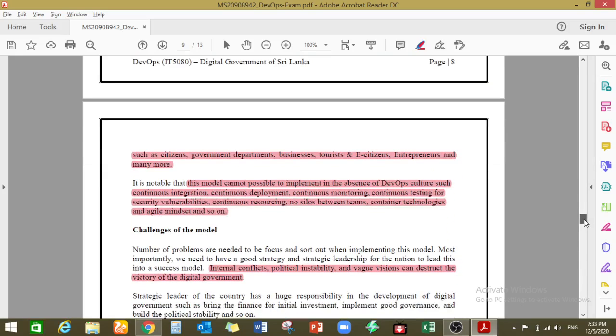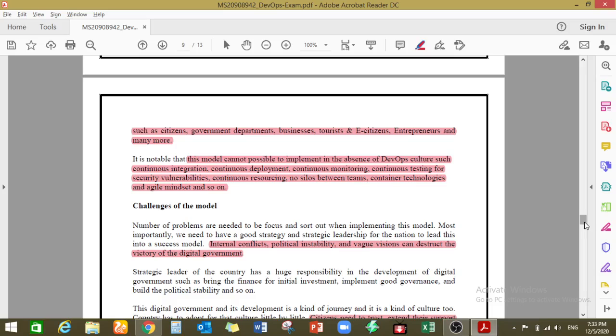It's also important to note that it is not possible to implement this model in the absence of DevOps culture, such as continuous integration, continuous deployment, continuous monitoring, continuous testing for security vulnerabilities, continuous resourcing, no silos between teams, container technologies, an agile mindset, and so on.